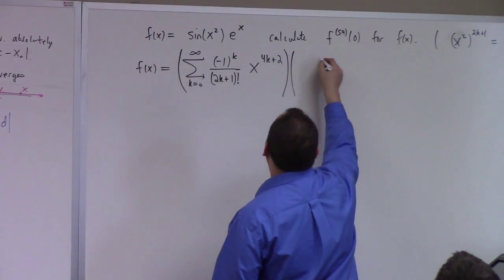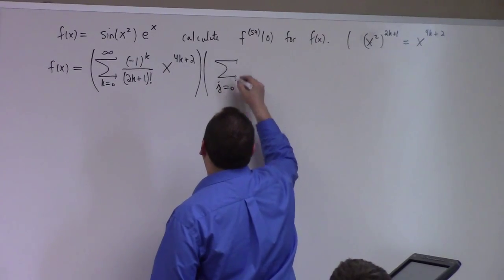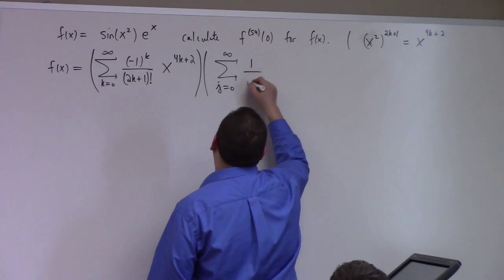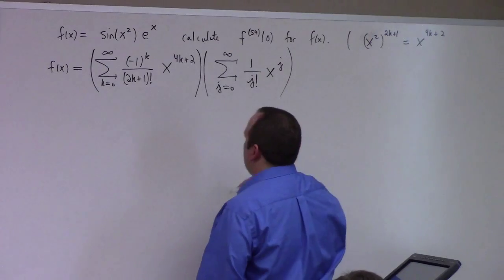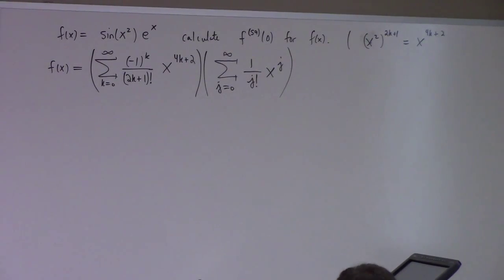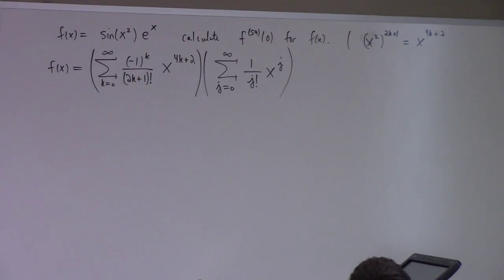The e to the x series, well, we know that without anything too fancy. Let's say j equals 0 to infinity, 1 over j factorial, x to the j. So you've got to multiply these in order to find the power series for that function, right?